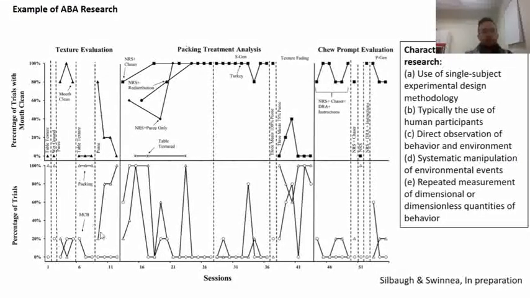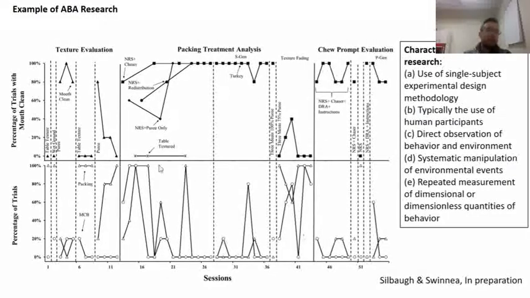So we used single subject experimental design methodology in a young child with autism and food selectivity. In the treatment evaluation, the purpose of this was to help her meet her goal of accepting a few more foods that were important to her family and important for involving her in everyday mealtime situations with the family. And it involved direct observation of behavior and environment, systematic manipulation of all these environmental events, repeated measurement of a dimensionless quantity of behavior, right?